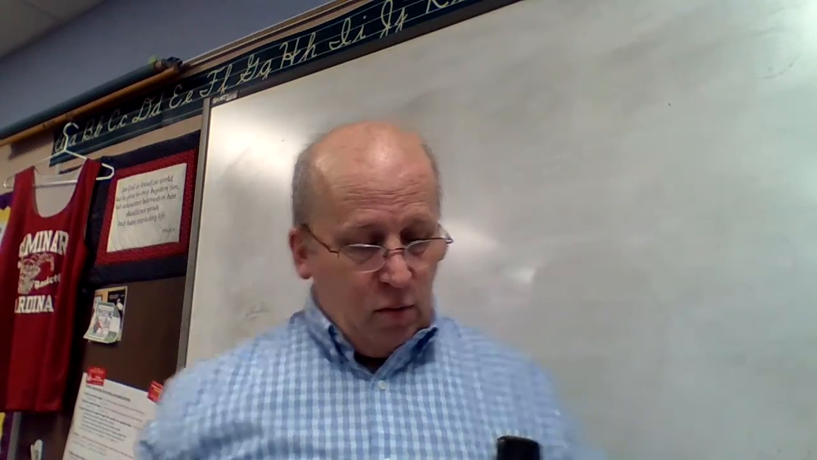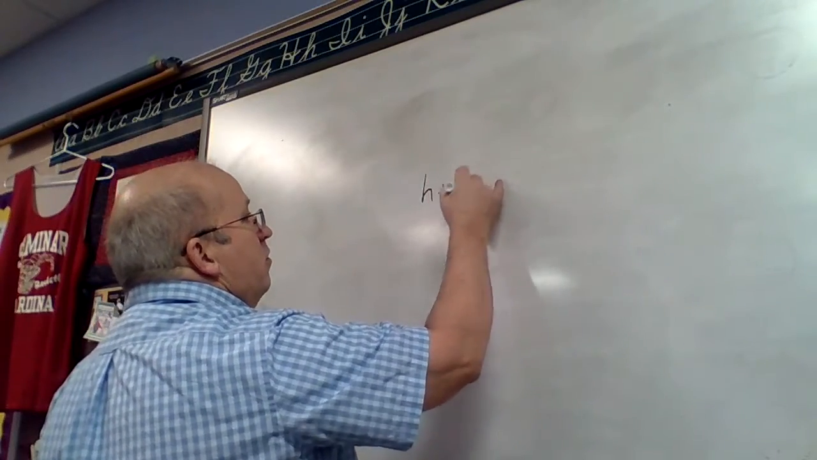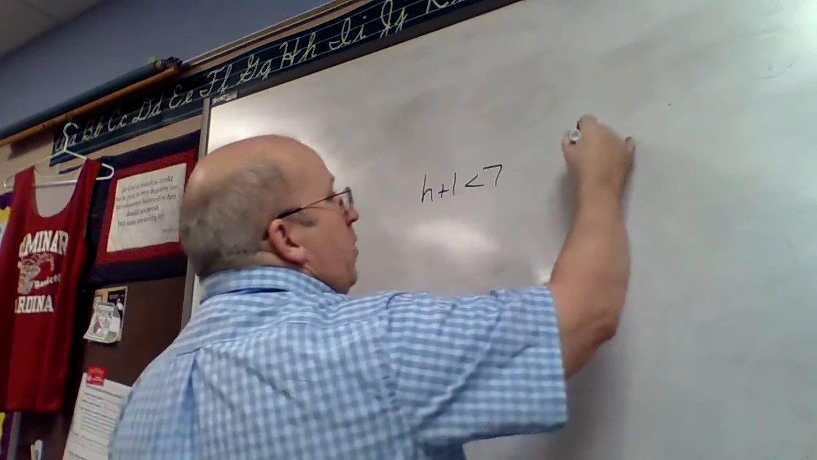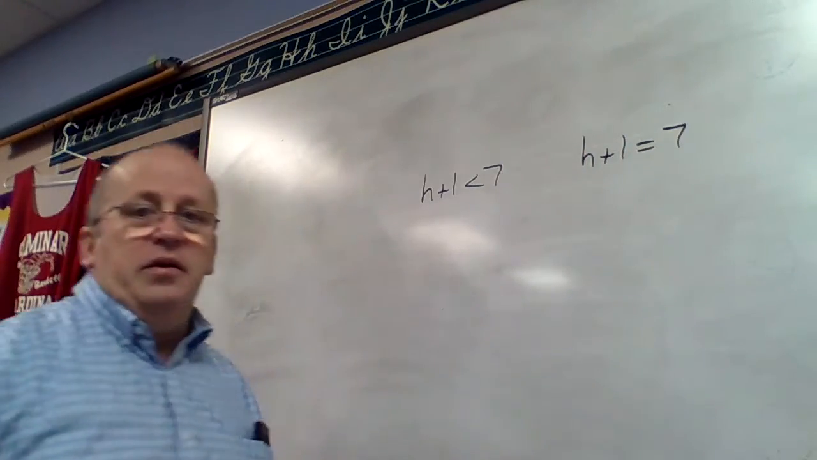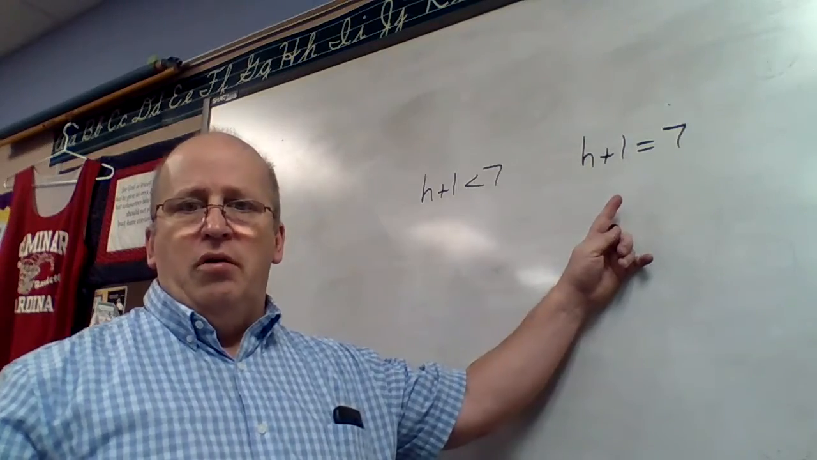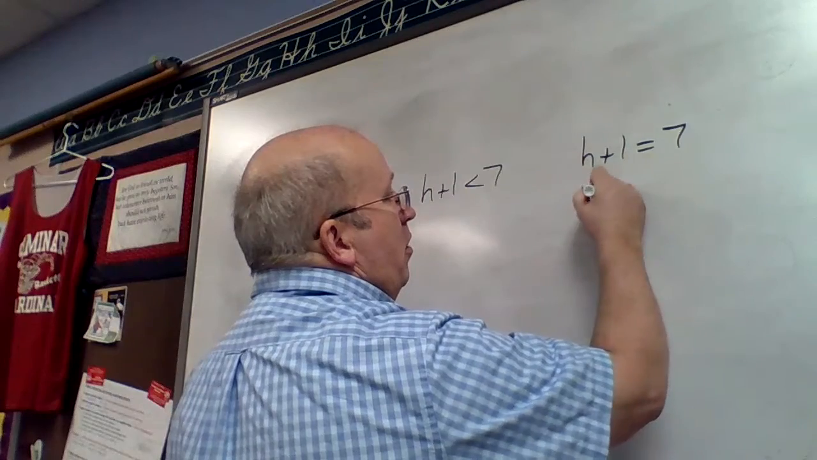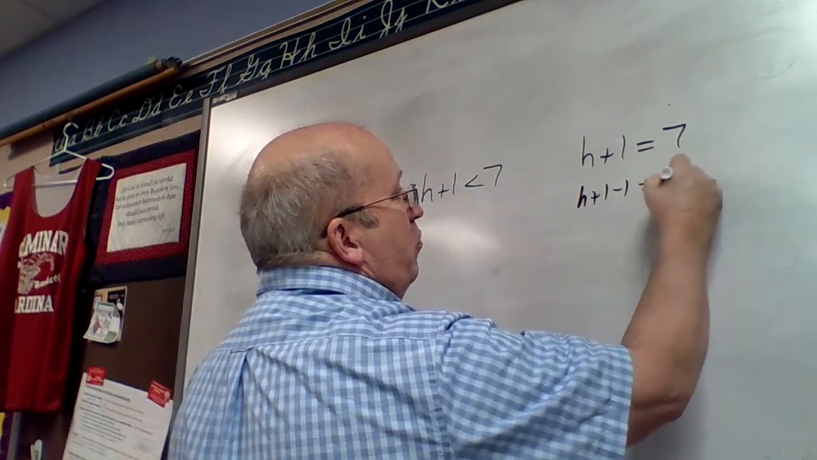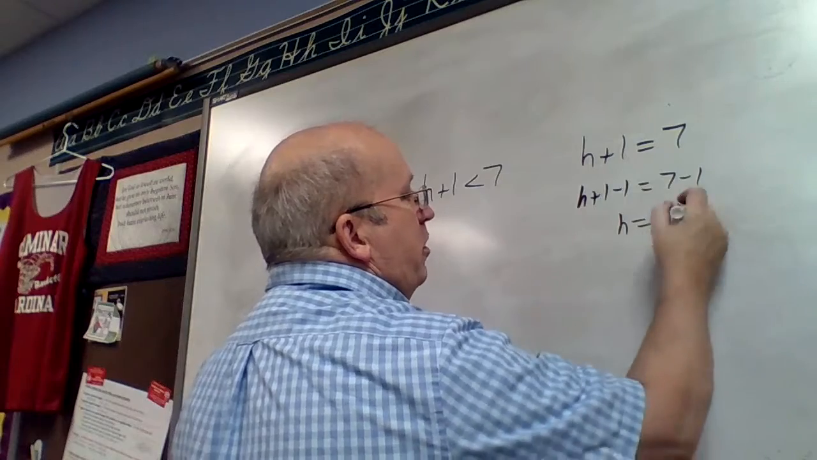Let's take a look at one problem that looks like this. And I'm going to compare it to another problem that has an equal sign in it. How would you do this problem? Well, we want to get h by itself, so we do the opposite of adding 1 to both sides. We subtract 1 from both sides, and we get an h value of, not 7, 6, right?